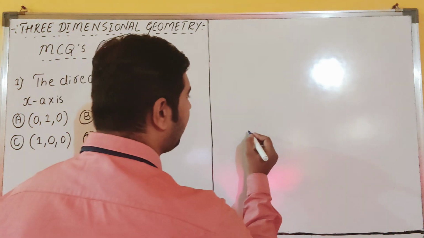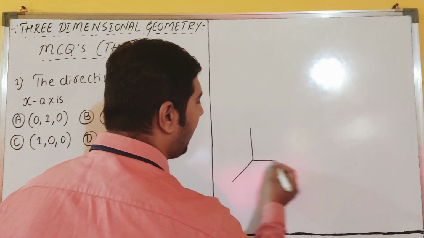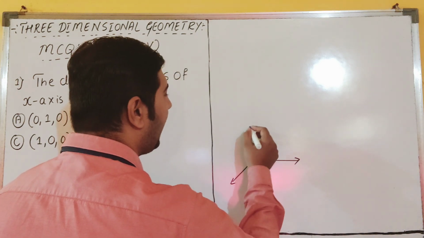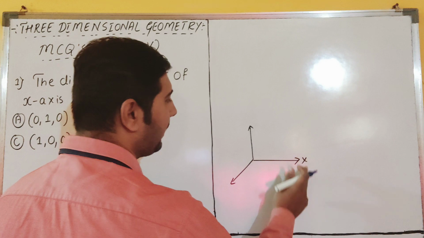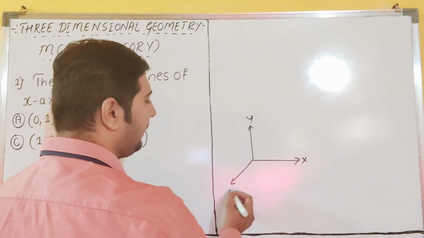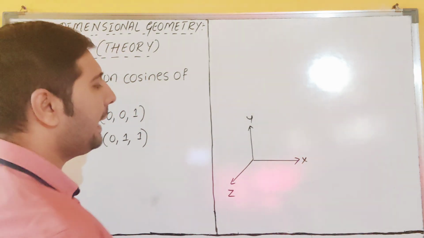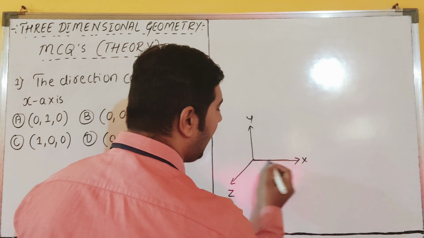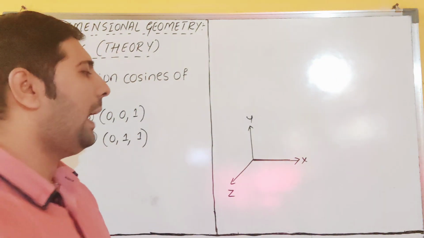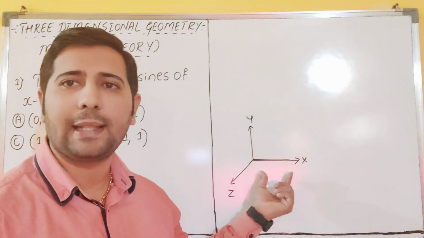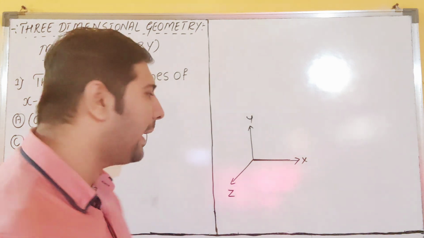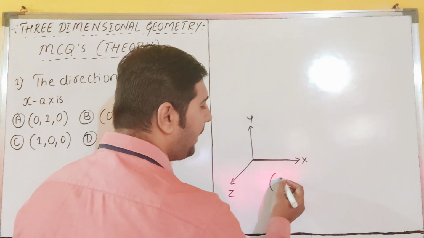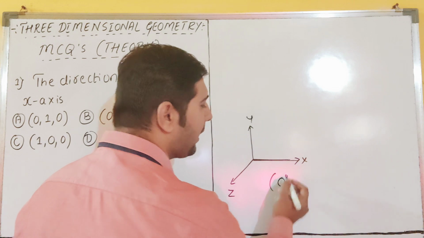As you know, dear students, direction cosines of the x-axis means the line is on the x-axis. This is x-axis, y-axis and z-axis. So the line is coming on what here? Direction cosines on the x-axis means the line is on the x-axis. How much angle is it making with the x-axis? That is making angle 0 degree, dear students.